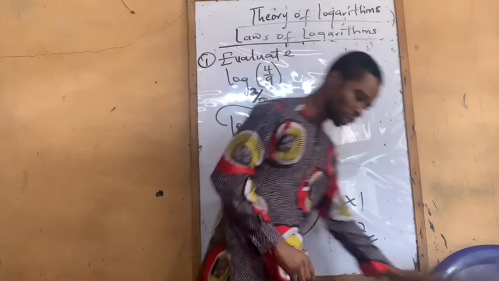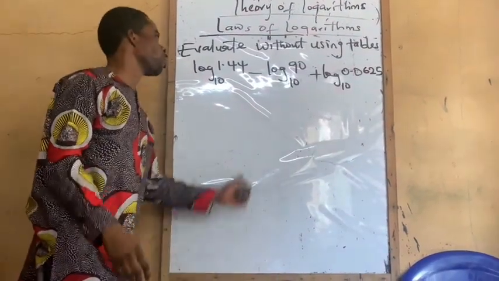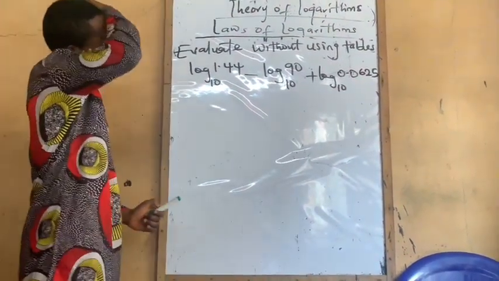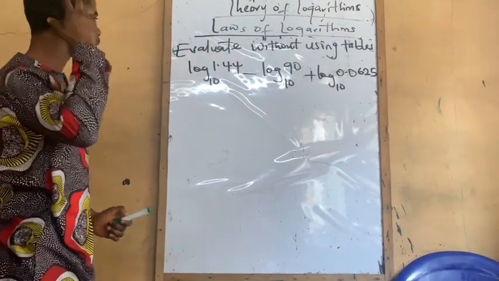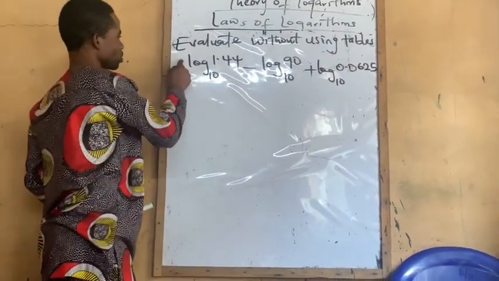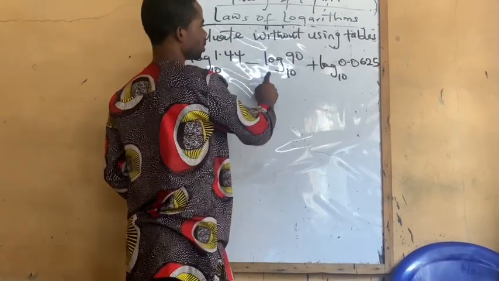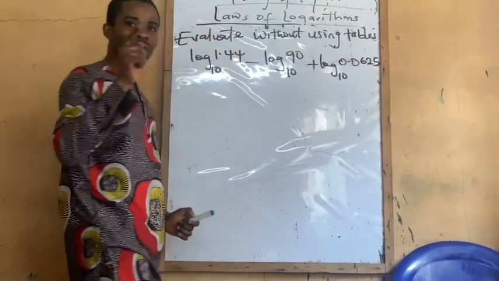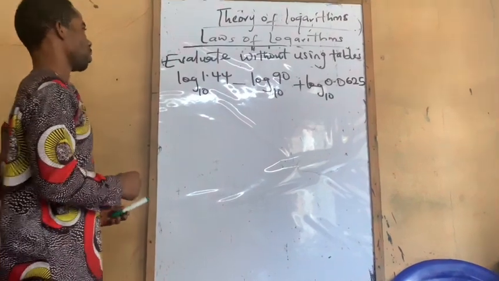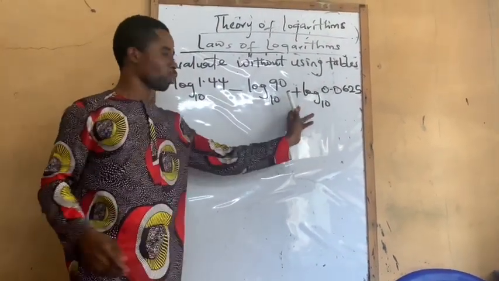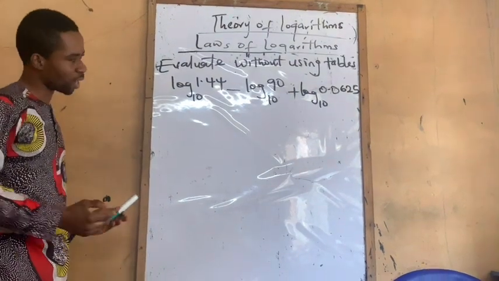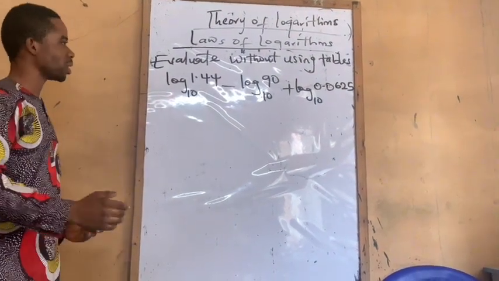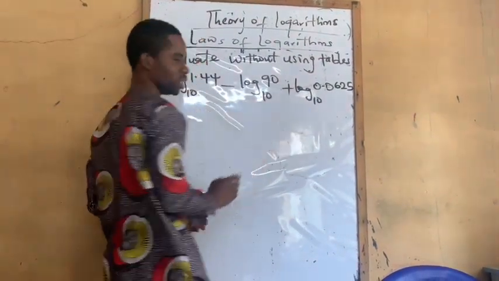You have to take note of that. Okay, now when you look at this second example here, they say evaluate without using tables. According to the law, you see that this one has plus, this one has minus, and this one has plus. I know that plus and plus will lead to multiplication. Another thing you have to check is whether they have the same base. Yes, the same base is with all of them.